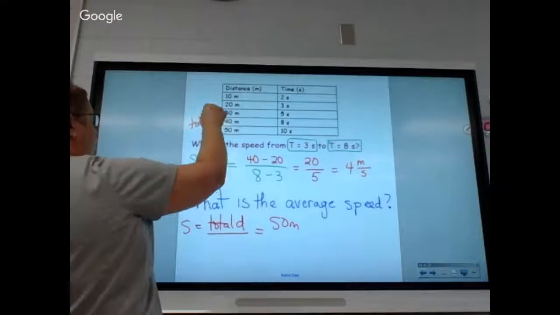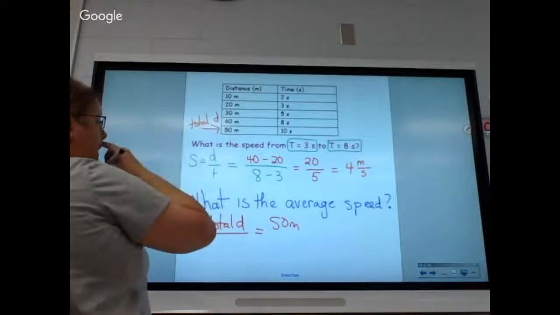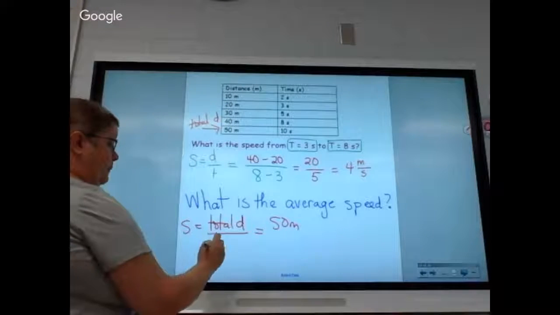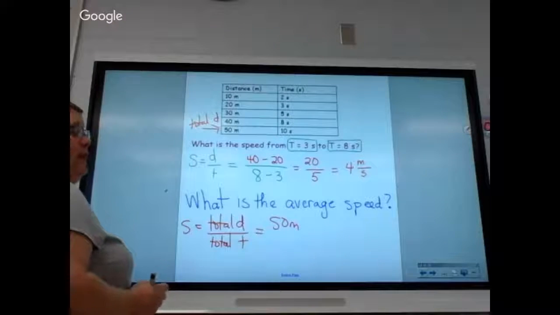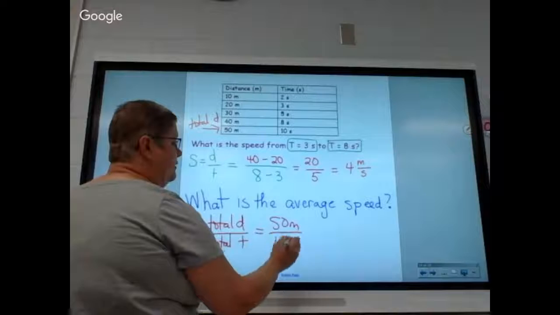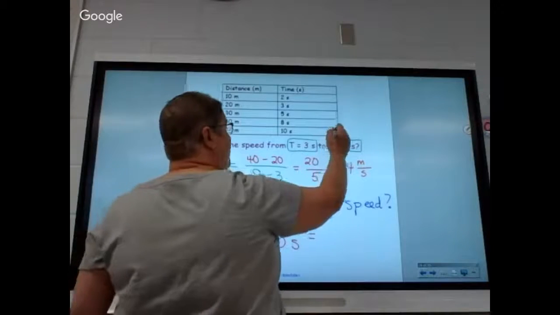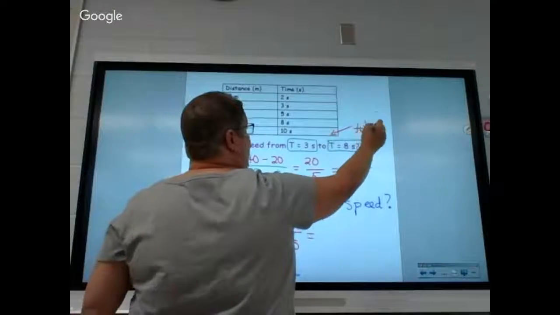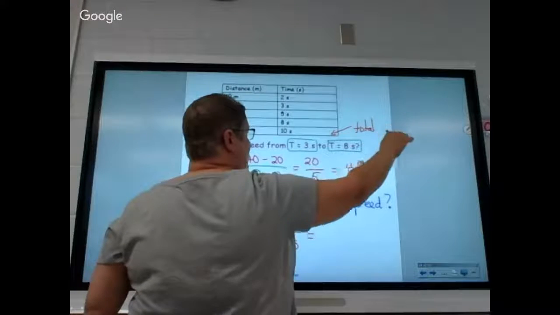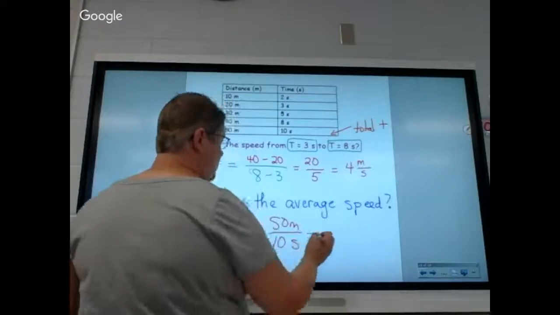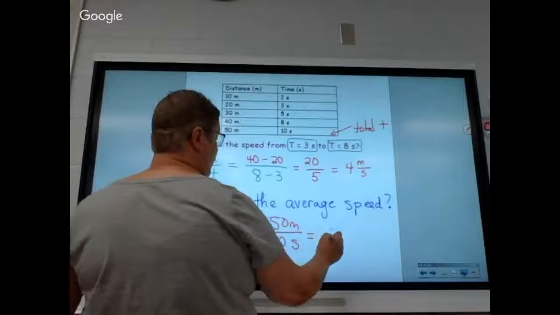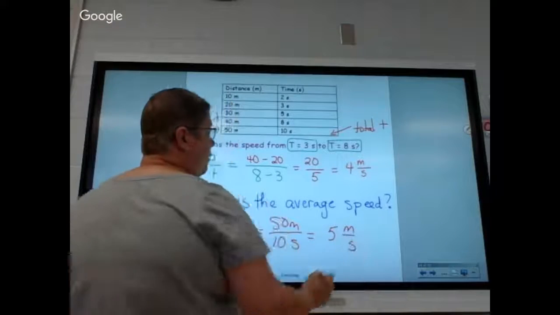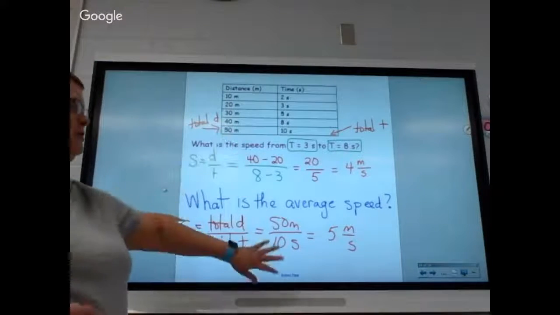Exactly. And what is the total time it took him to run it? It took him 10 seconds to run it. So you don't have to add these all up. These are like split times. Okay? So what is his average speed? 5 meters per second.